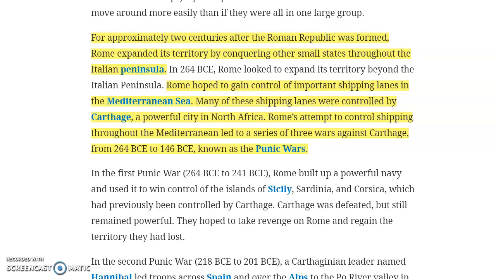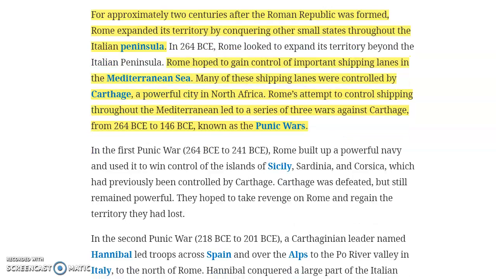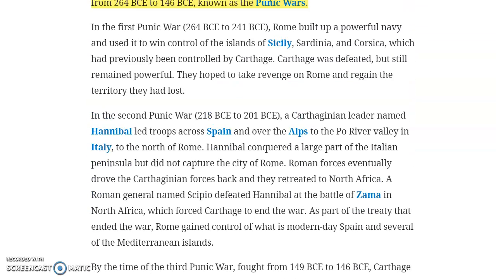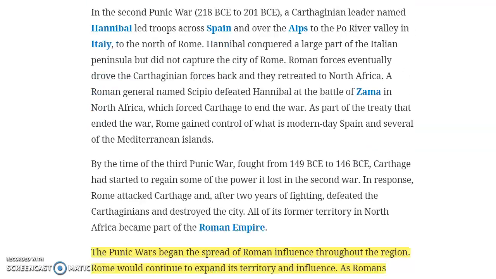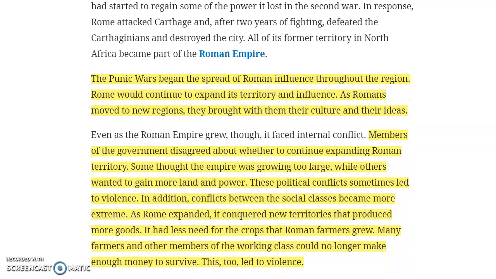For approximately 2 centuries after the Roman Republic was formed, they expanded its territory by conquering other small states throughout the Italian peninsula. They also hoped to gain control of important shipping lanes in the Mediterranean Sea. They were controlled by Carthage, a powerful city in North Africa. Their attempts to control shipping throughout the Mediterranean led to a series of 3 wars against Carthage, and those were called the Punic Wars. I'm not going to go into detail about each war right now, but it is written right here. The Punic Wars began the spread of Roman influence throughout the region.